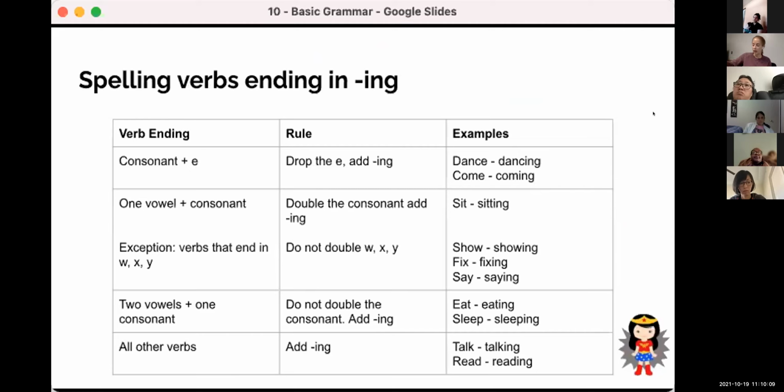All right. Let's chat really briefly about spelling and the verbs with ing. These are going to follow the same rules as we talked about before. Most of the time we can add ing. If the verb ends with the letter E, we need to be more careful. A verb ending with consonant E will drop the E. Dance, dancing. Come, coming.